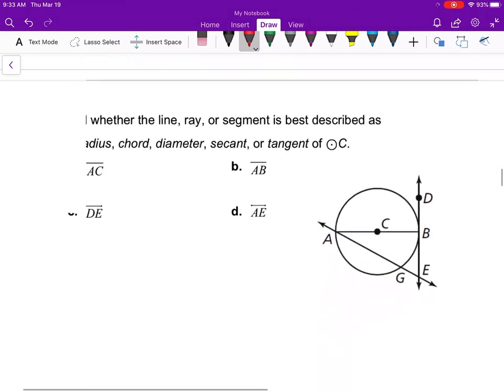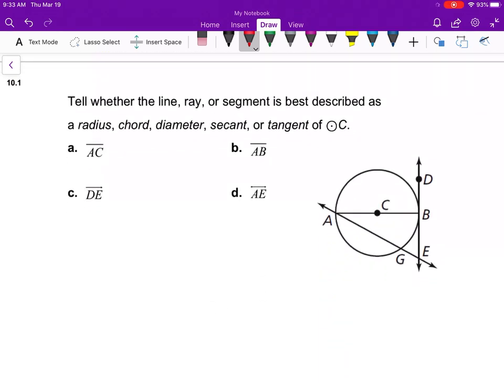Okay, moving on. So this example, tell whether the line, ray or segment is best described as radius, chord, diameter, secant, or tangent. So AC, let's just talk about AC real quick. Notice it goes from the center to the edge, so that's a radius. Okay. A to B. It goes from one side of the circle to the other, and it crosses through the middle, so that's going to be a diameter.